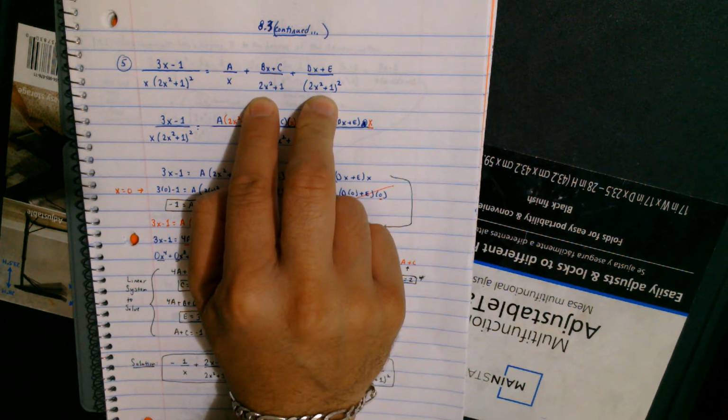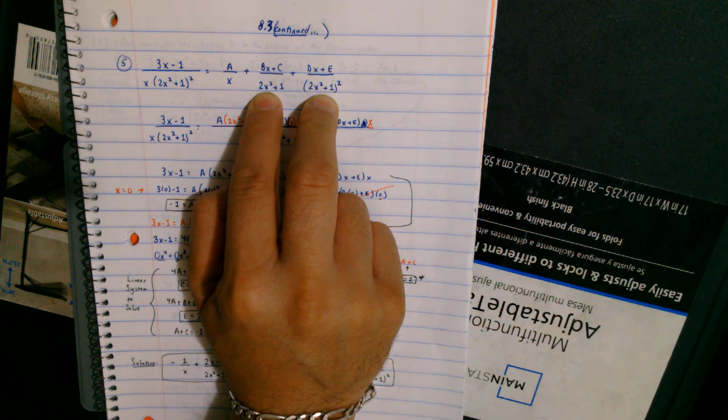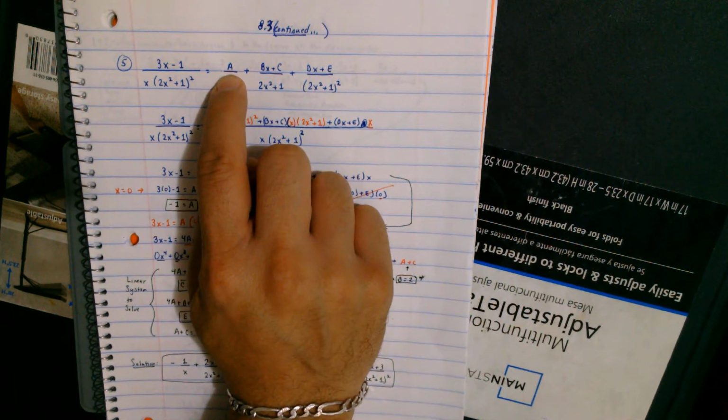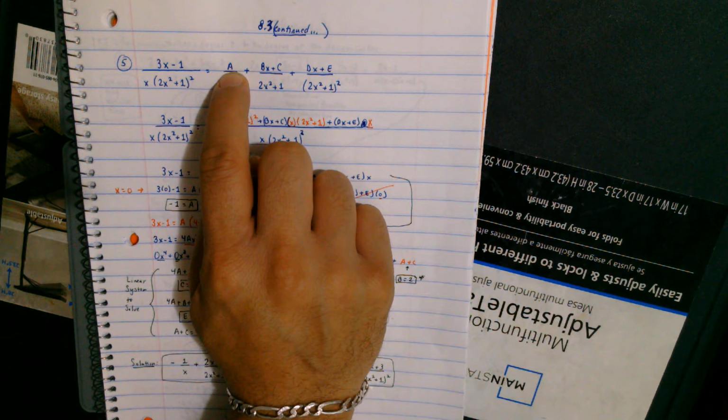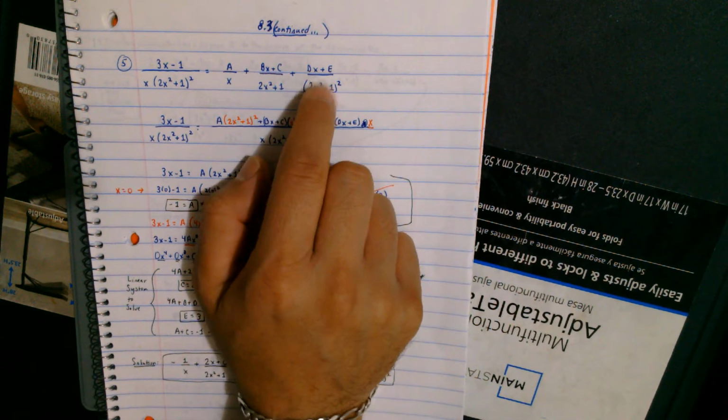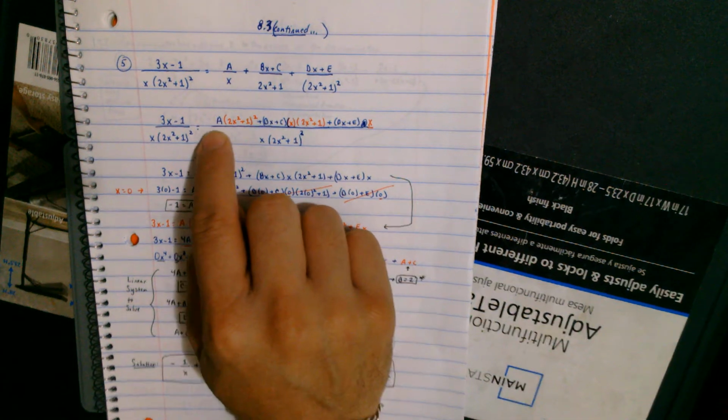Because these are irreducible, they get y equals mx plus b, or mx plus b. So this should be mx plus b, but we can't do m and b no more. We do the next letter available. So bx plus c. Then dx plus e. So this will be the setup.